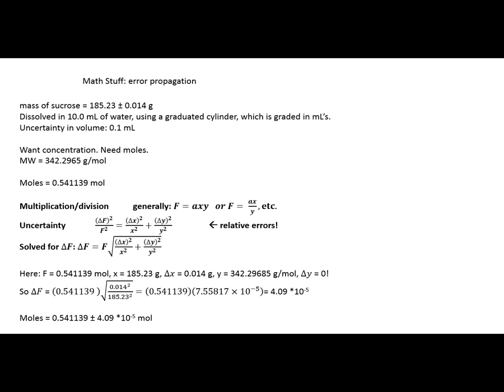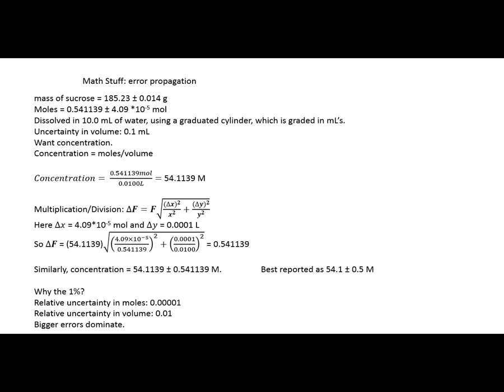Now we can do the actual concentration calculation. So we're going to take our moles, divide by liters, so 10 milliliters in liters, to give us 54 molar, not surprisingly very high. This is another multiplication division. Delta X is the uncertainty in the moles. Delta Y is the uncertainty in the volume. That gives us an uncertainty of 0.541139 molar, so we can write that out.